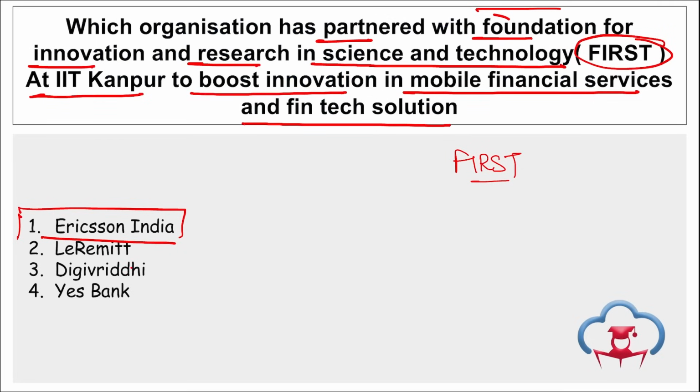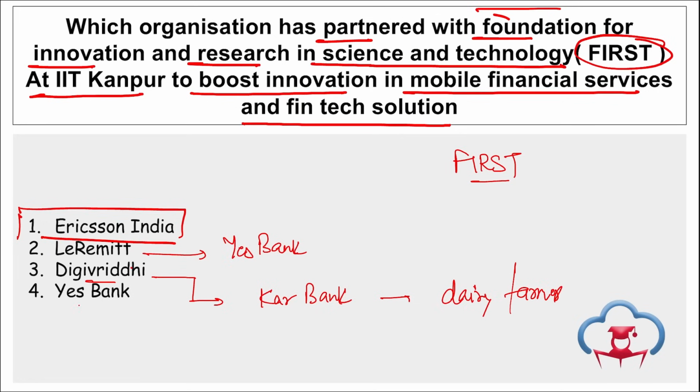Also remember Laramit: it was Yes Bank that partnered with Laramit to create a cross-border platform to enable MSMEs to conduct international transactions. If we talk about Digivriddhi, it was Karnataka Bank that partnered with Digivriddhi to provide financial services to support dairy farmers. Correct. And Yes Bank was with Laramit; they partnered to create a platform where MSMEs can conduct international transactions.